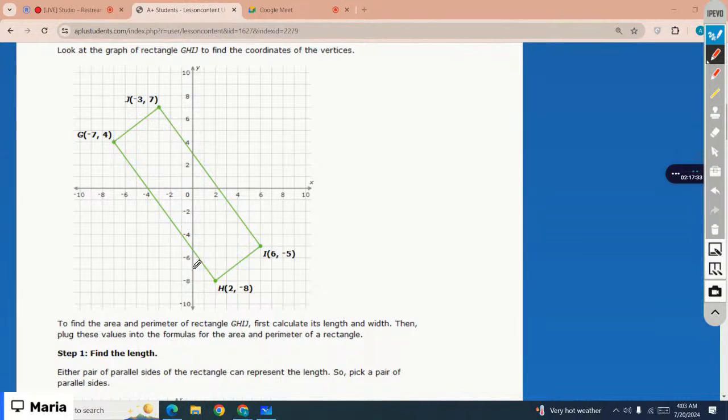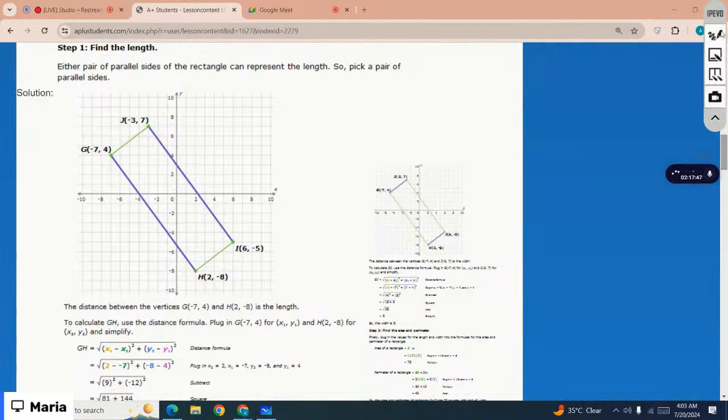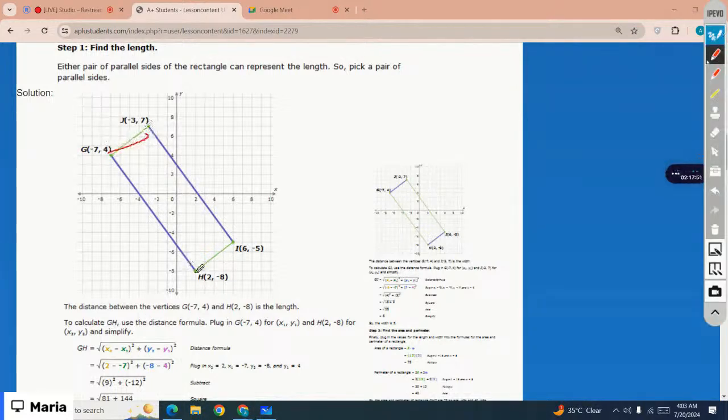You need to find the side lengths. The opposite sides are parallel to each other, so they have the same side length, right? You can use any of them; this side and this side have the same side length. So you can use the distance formula to calculate the side length. Use GJ, just use the distance formula, that is x2 minus x1 whole square plus y2 minus y1 whole square, right? And calculate. By calculating the distance formula, you can get the side length.